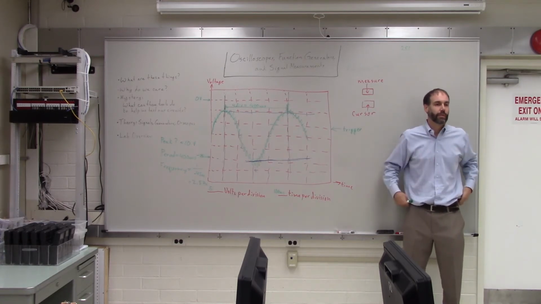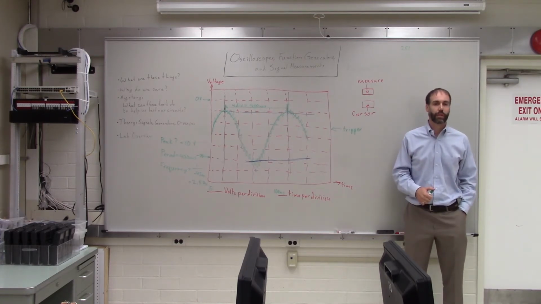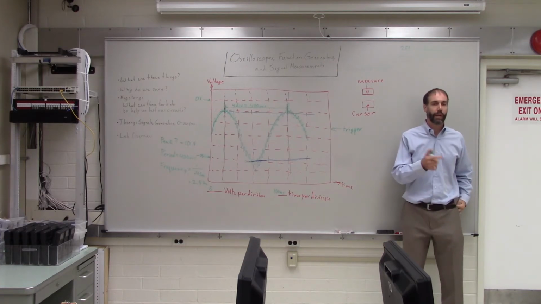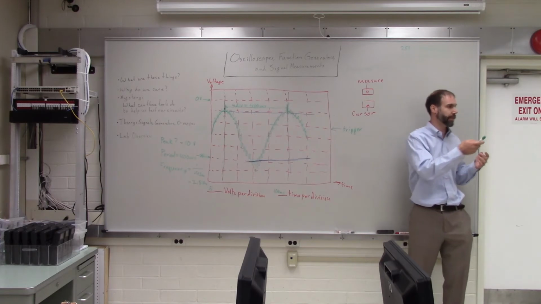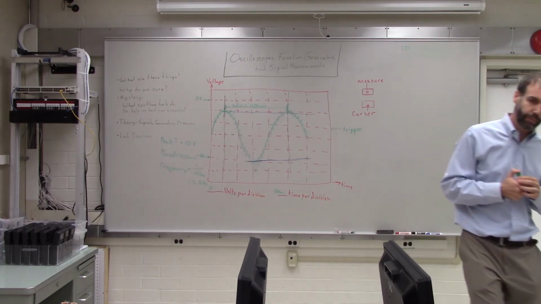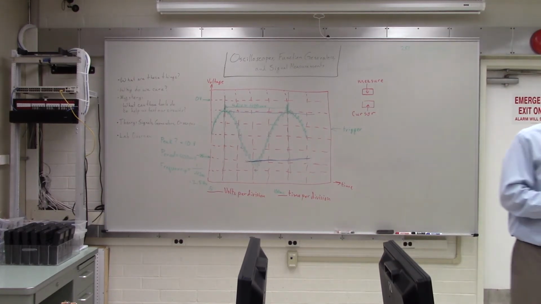How high of a frequency can these things read? Each oscilloscope model has its own frequency limit. I think it's specified on the top. I think it goes up to like 100 megahertz. So, yeah, 100 megahertz. Okay.